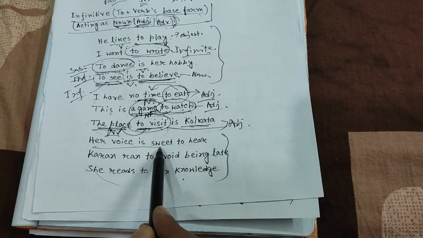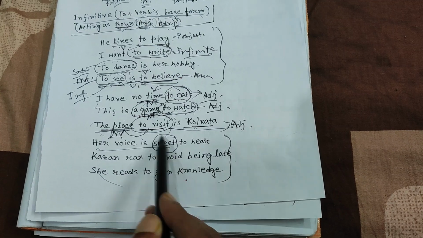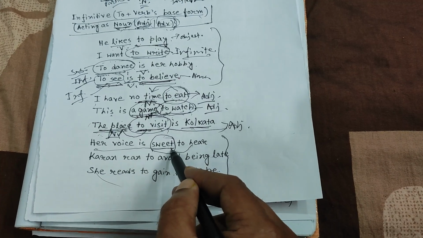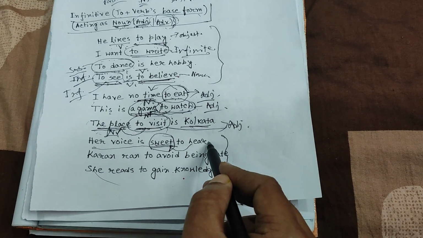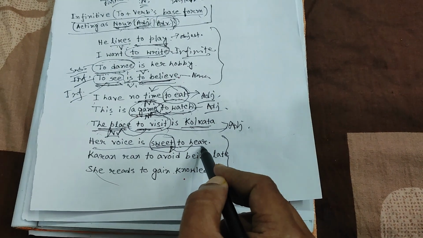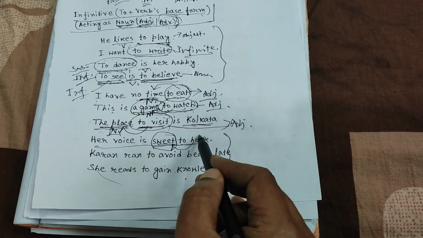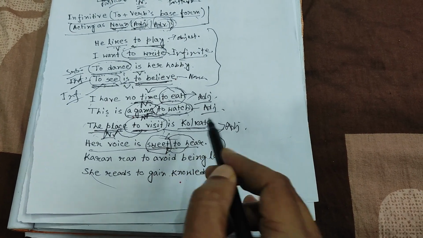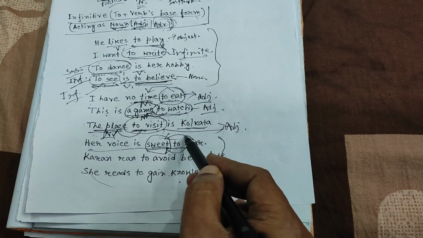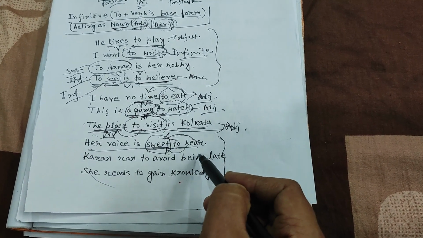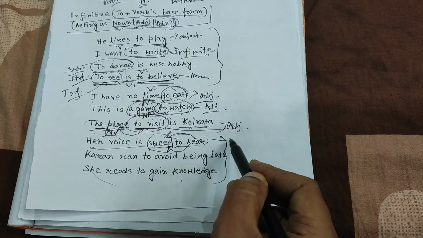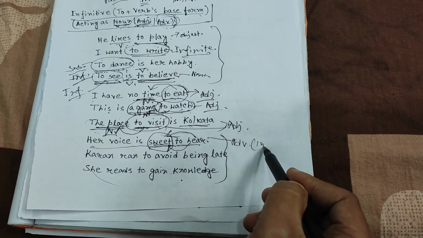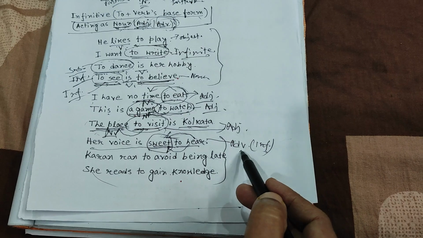Her voice is sweet. Sweet is an adjective. Her voice is sweet to hear. Sweet to hear. Well, to hear is an infinitive. What role is it doing here? It is modifying the adjective sweet, or it is qualifying the adjective sweet here. So this is an adverb, and it is also an infinitive. Infinitive as adverb here.